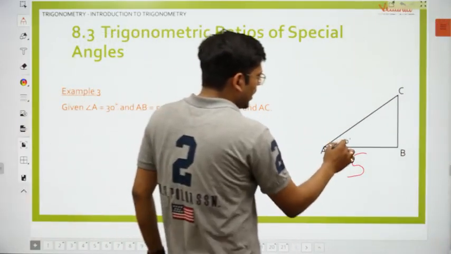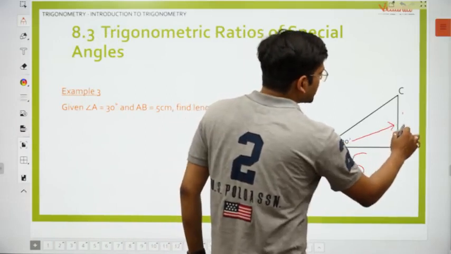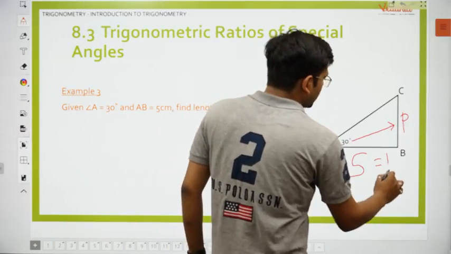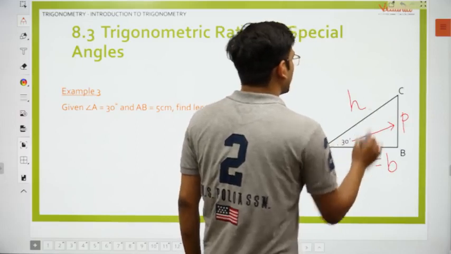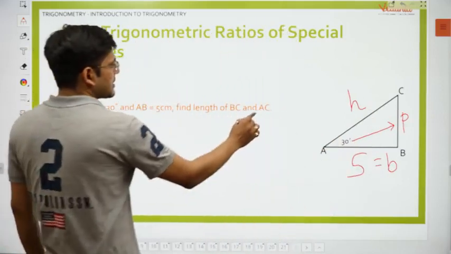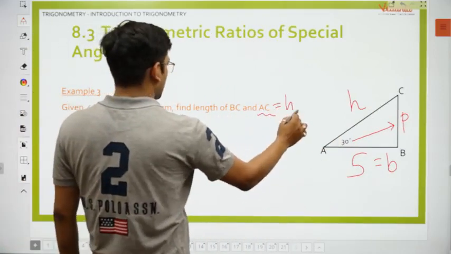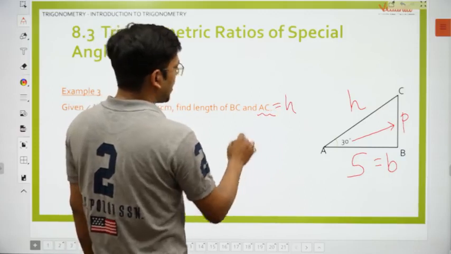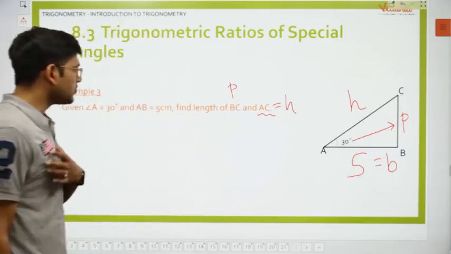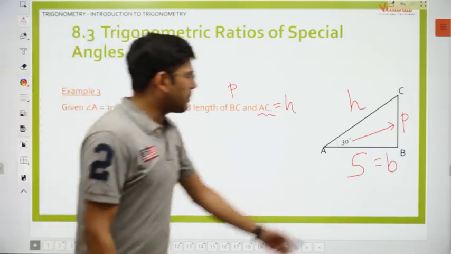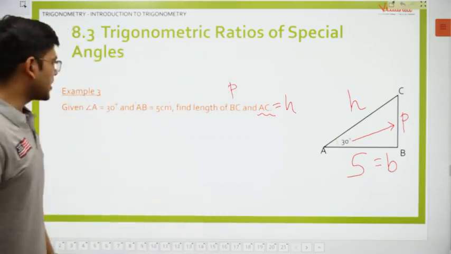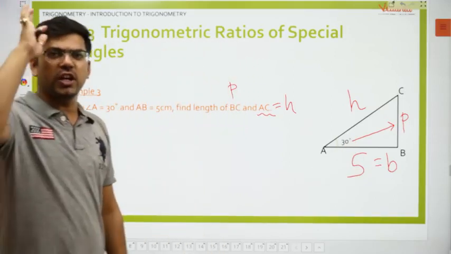See, AC: if this angle is in consideration, then this will become the perpendicular, this will become the base, and this is the hypotenuse. They are asking me the hypotenuse and they are asking me the perpendicular also. Okay. Now, I have been given the base. Now you just tell me, name any of the T ratios.